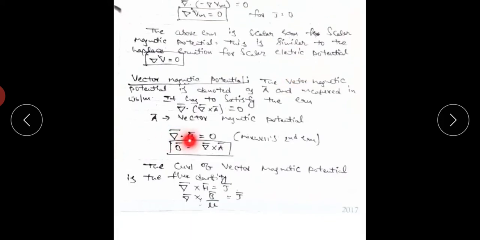The scalar magnetic potential units are amperes. The vector magnetic potential units are Webers per meter. It has to satisfy the equation del bar dot del bar cross A bar equals 0. Here A bar is vector magnetic potential. So del bar dot B bar equals 0, Maxwell's second equation.